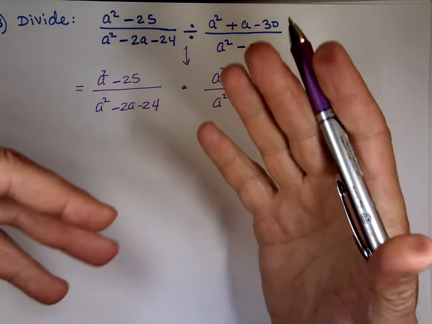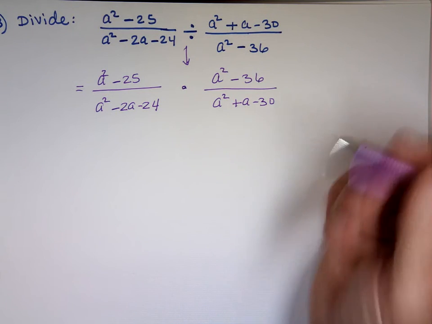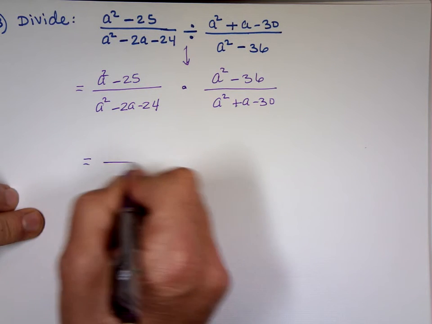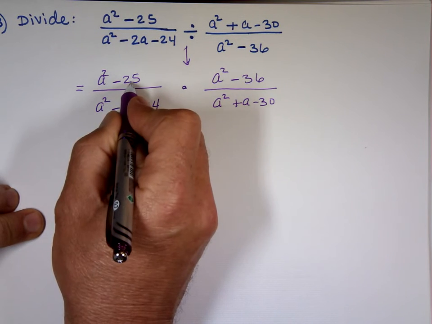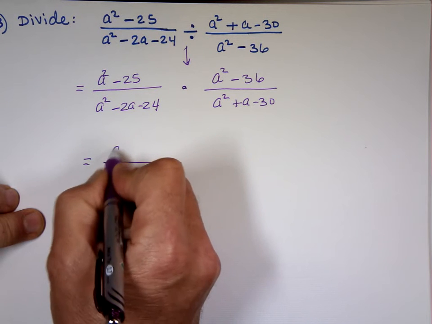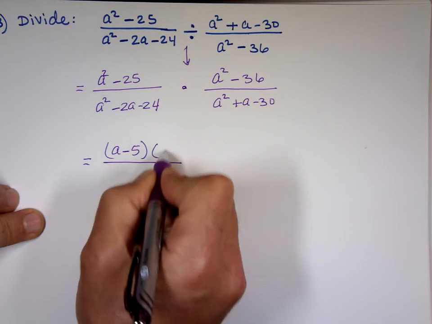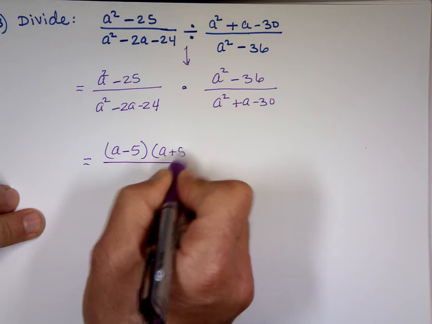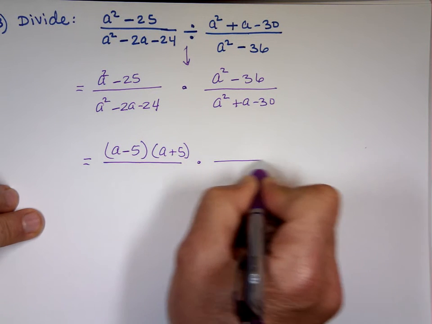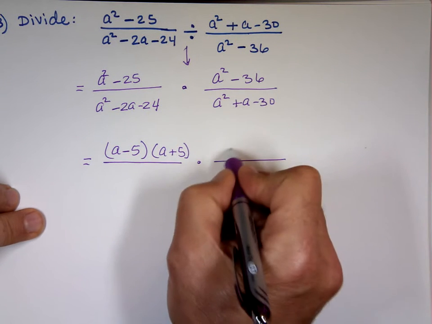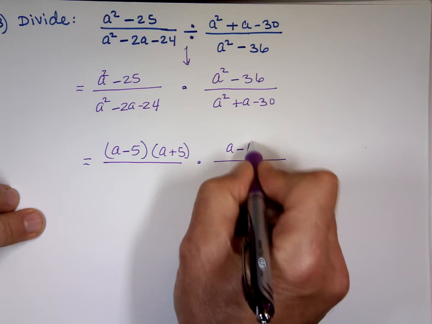Now let's factor. The 25 is 5 squared, so that's the difference of two squares: a minus 5, a plus 5. 36 is 6 squared: a minus 6, a plus 6.